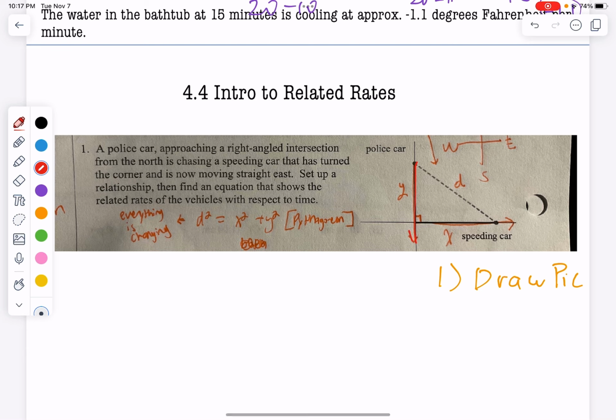The police car is coming, it says from the north, so you understand that he's coming from this point here, and he's trying to chase the speeding car that is moving straight towards the east, alright? And lucky ducky, this creates a lovely perfect right angle. And this distance here, which I have as D for distance, with your Y and your X over here, is going to give you a perfect right triangle.